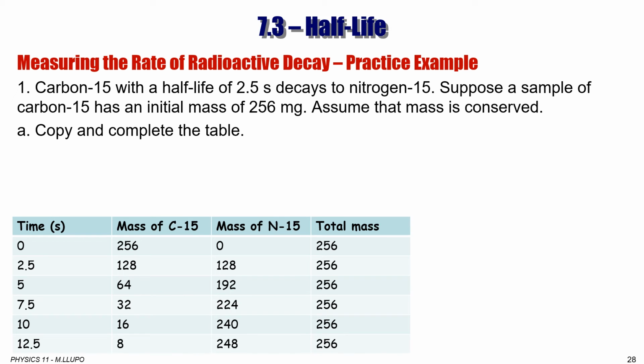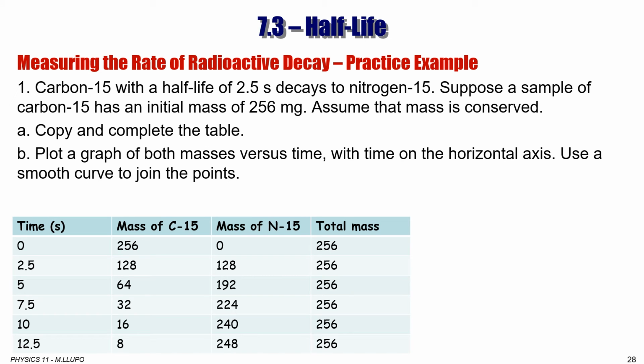And this continues. Half of the 32 is 16. That 16 is joining the 224, which will make 240. And the last one for this example would be 8. And that other 8 is joined to the 240, which will make 248. And this will continue, like 4, 2, and 1, half, etc.